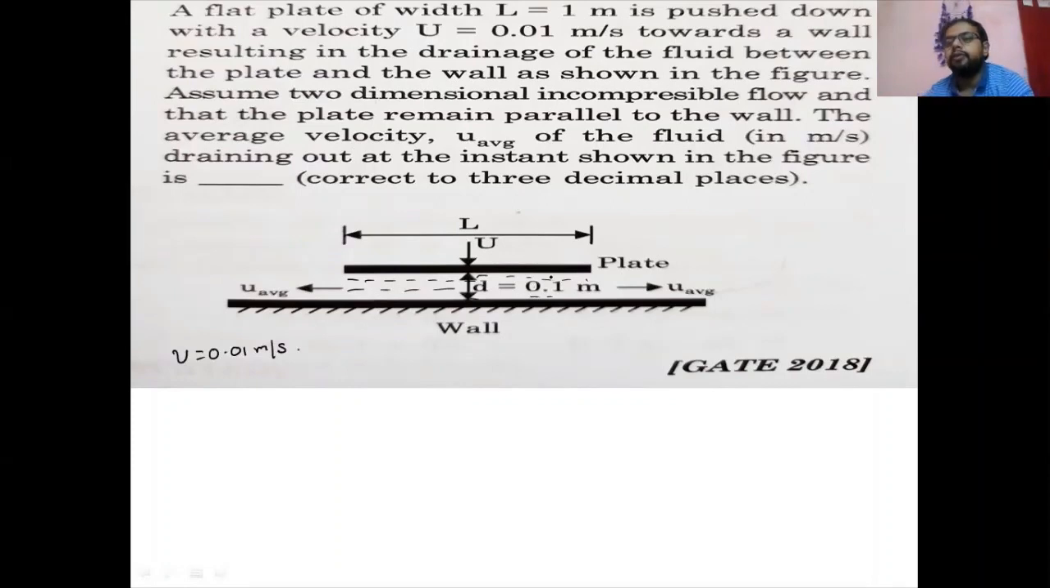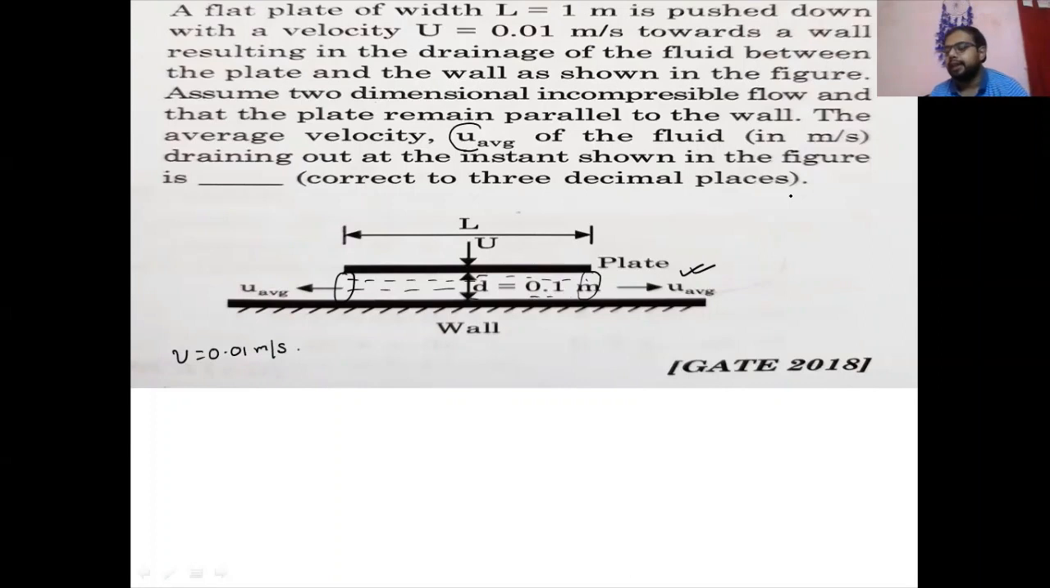So where will the fluid escape? The fluid is escaping from the open side. This one side is open, and here there is another open side. So whenever the plate is coming down, the fluid escapes through this path. They're asking for the escaping velocity, the average velocity u average of the fluid that is draining out at that instant.